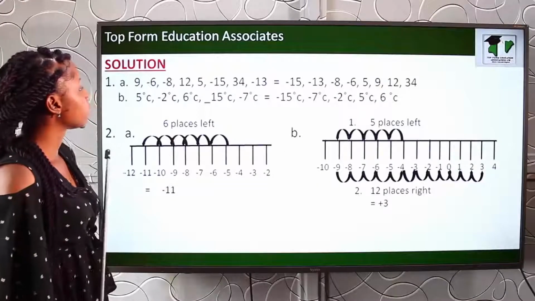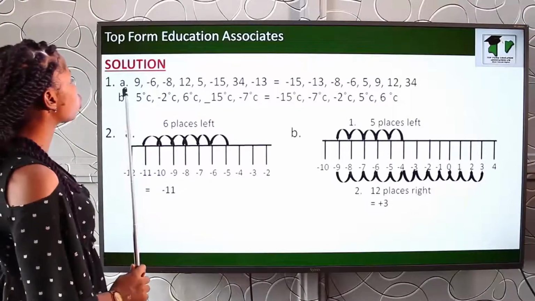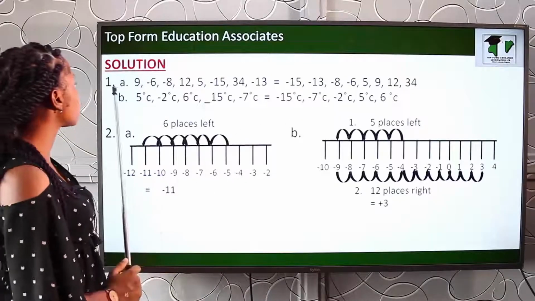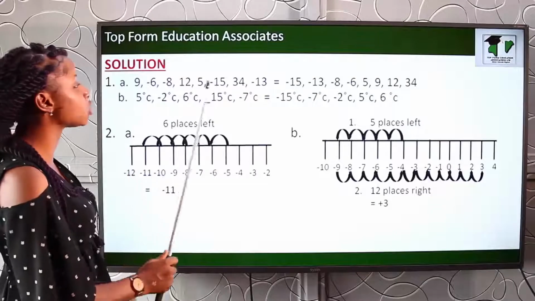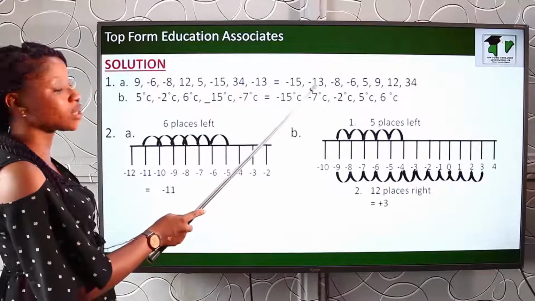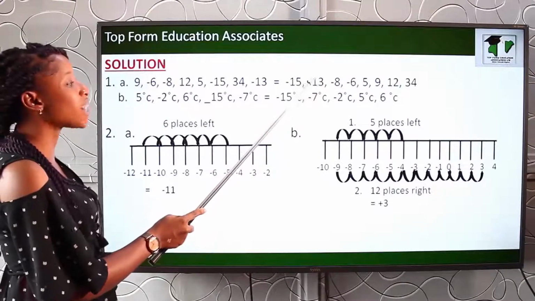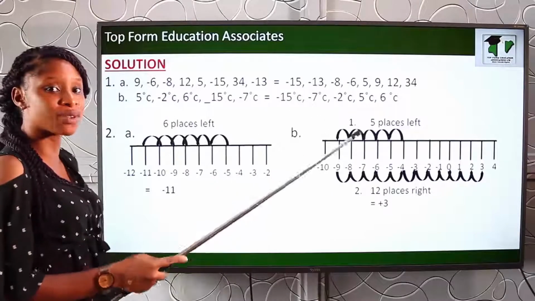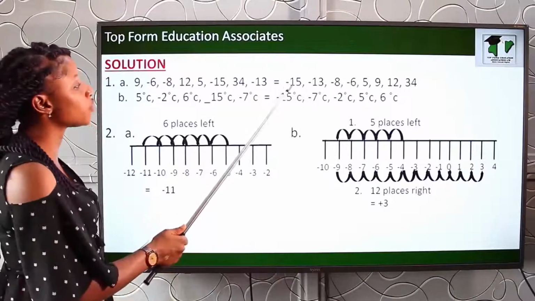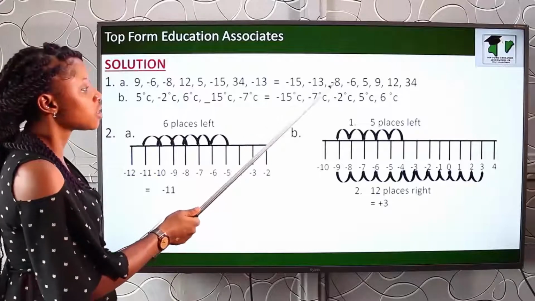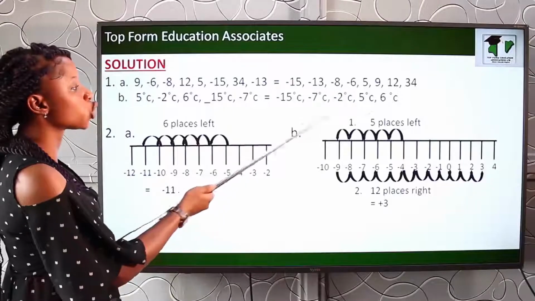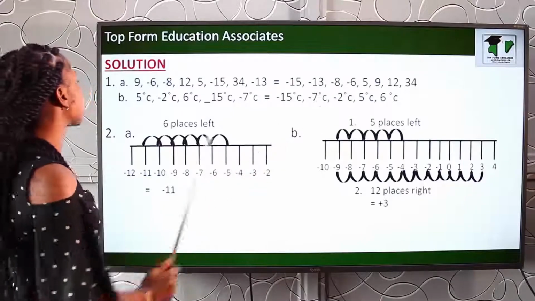Solution. Now we're asked to write these numbers from the smallest to the largest. Minus 15 is smaller than minus 13. Remember that the value of numbers increases from left to right on the number line. So minus 15 is smaller than minus 13, and minus 13 is smaller than minus 8, and so on and so forth. So this is our answer.